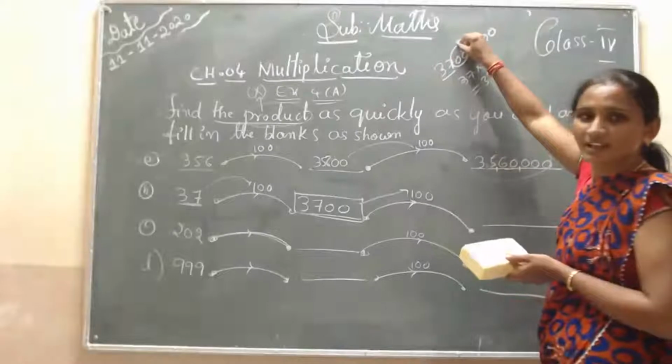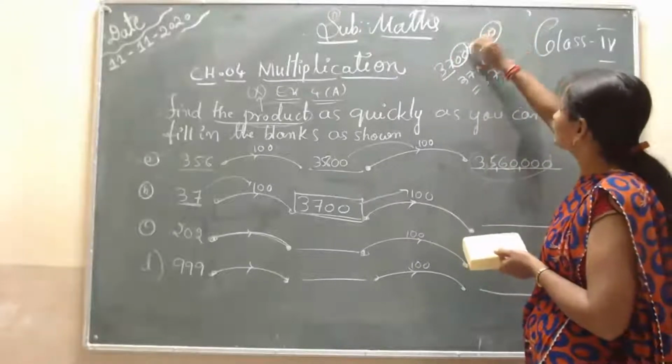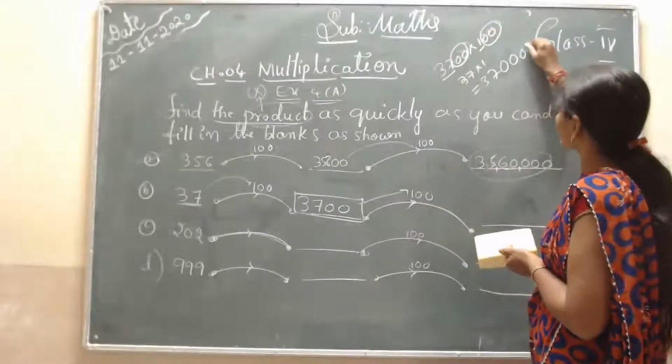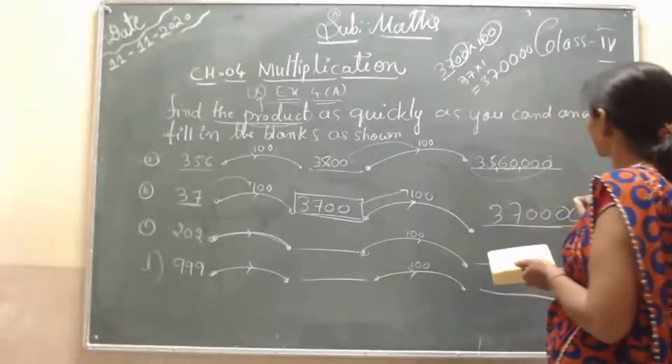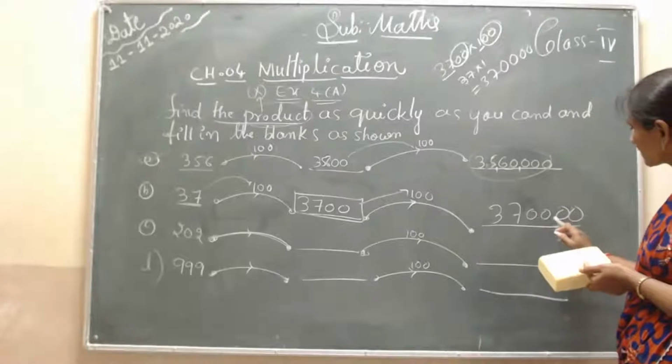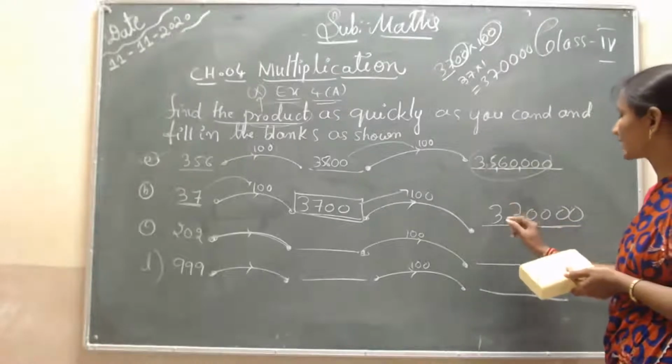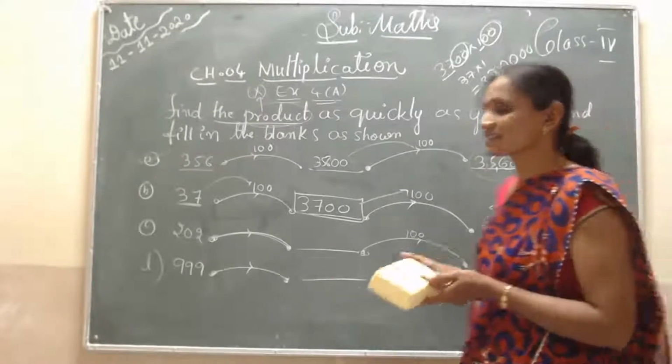Students, can you observe how many zeros are here? Total is 4 zeros. So how to write here? 4 zeros. So 1, 10, 100, 1,000, 10,000, lakh: 3,70,000 is the answer.